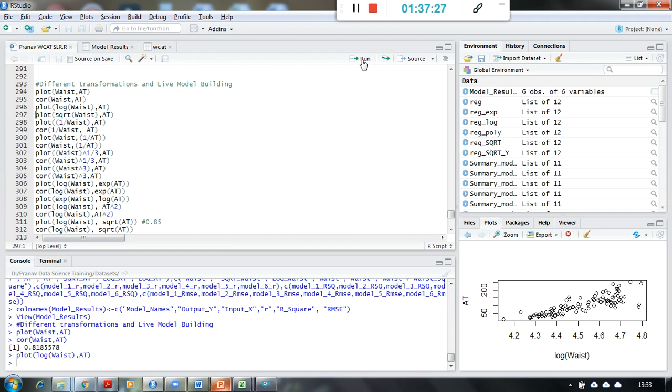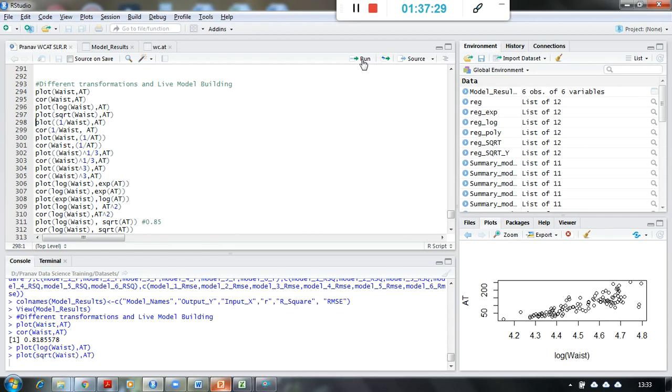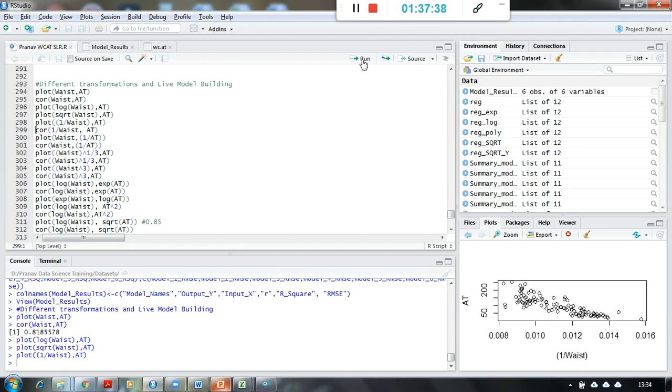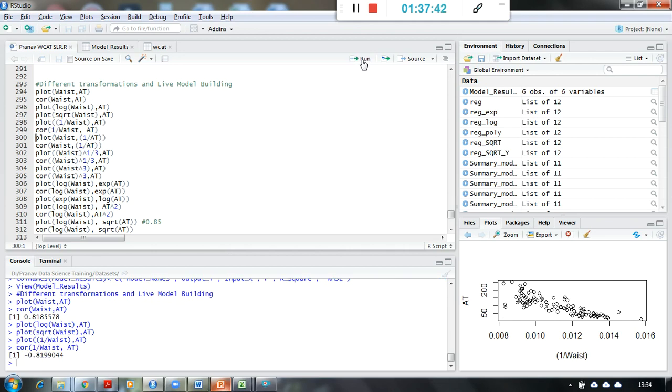It seems like not too much change. Plot another, that is square root on waist and AHT, or plot 1 by waist and AHT. Oh, it has given a completely different representation. Let me check the correlation. The direction is negative because as x is increasing over here, y tends to decrease, okay.